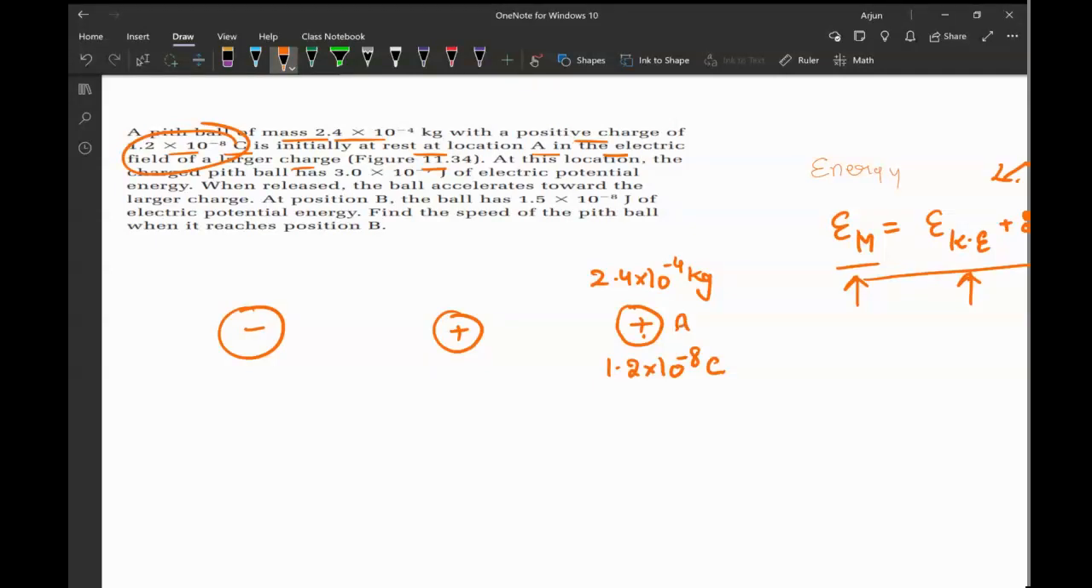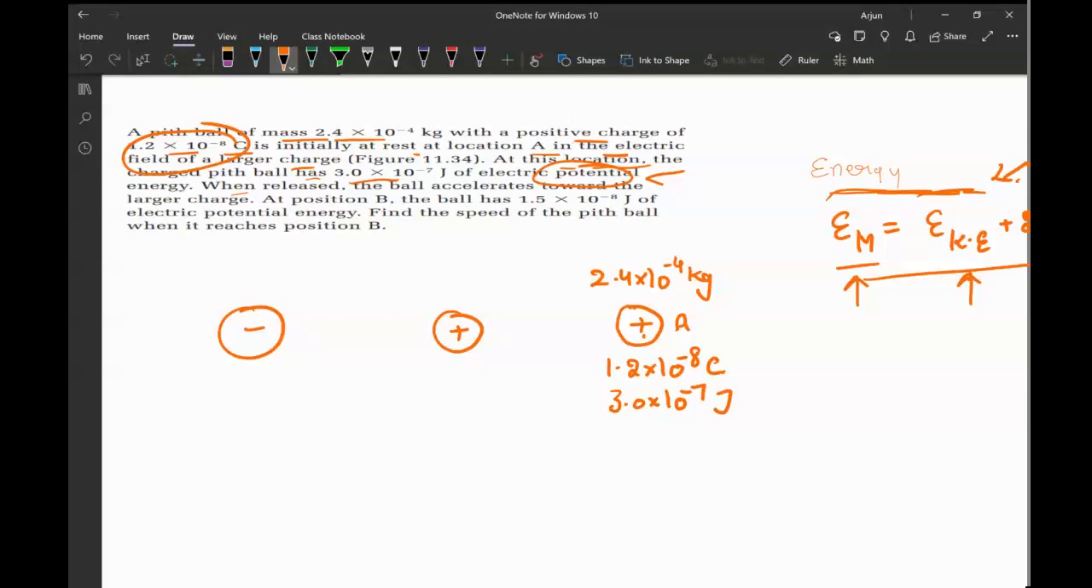So this becomes point A, in the electric field of the large charge at this location. The pith ball has 3.0 times 10 raised to the power negative 7 joules of electrical potential energy given to me. From here, I can first of all figure out that I have to use the potential energy formula, meaning it is an energy interaction going on here.